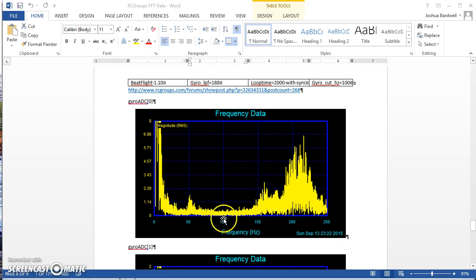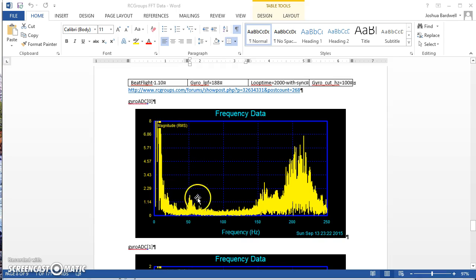When you see peaks up above 100 hertz, you know it's probably not really worth worrying about, because you're probably filtering the heck out of that with your gyro LPF and your gyro cut. If you're running gyro LPF 188 and gyro cut of 0, maybe some of this harmonic is going to start getting in there, right? Maybe. But if you're running gyro LPF 188, gyro cut 100, this stuff is all just getting knocked down to nothingness relative to the magnitude of the actual signal.